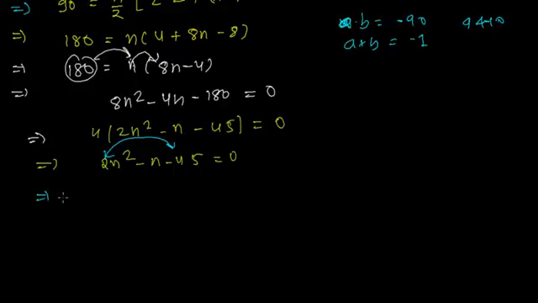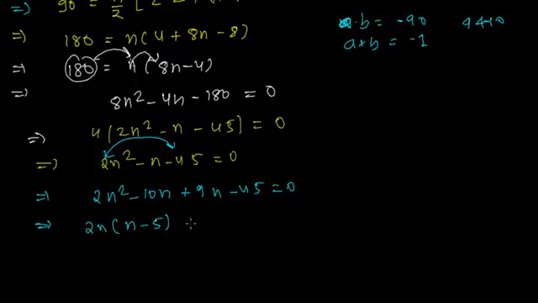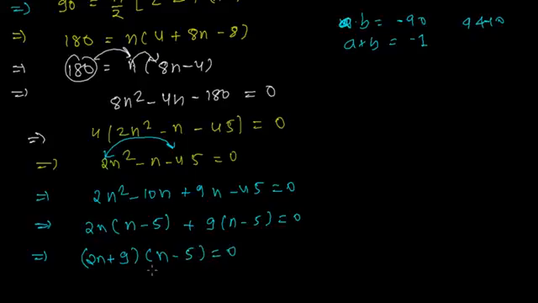So I'm going to split this as 2n squared minus 10n plus 9n minus 45 equals 0. Now further, if I take 2n common, I will be left with n minus 5, and if I take 9 common, I will be left with n minus 5 equals 0. So further we get (2n plus 9)(n minus 5) equals 0.